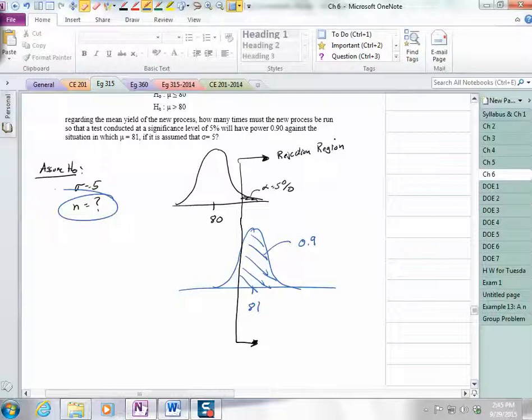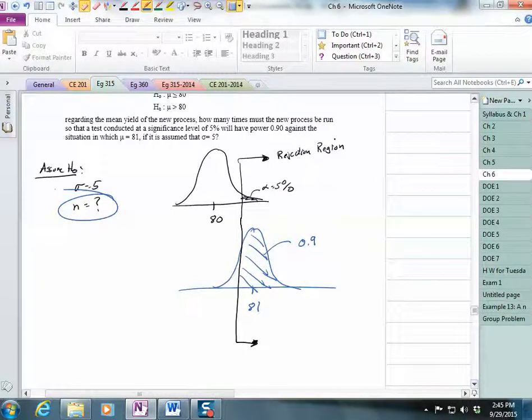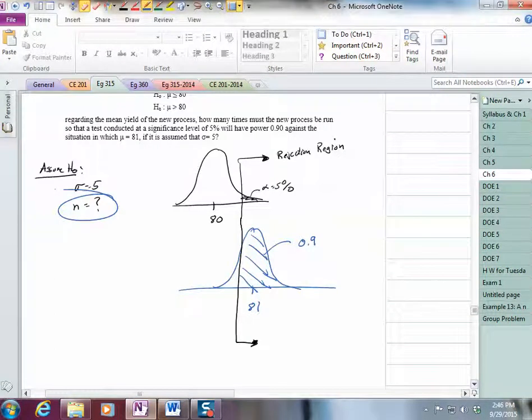And so we want to find n, right? So let's think about that. That's all the information of the power. Remember what n does to both these distributions? It tightens them up, right? So you could increase n, both of them tighten up. Alpha goes down, beta goes down, power goes up. Or as n decreases, the other thing happens. And so we need to figure out that n.